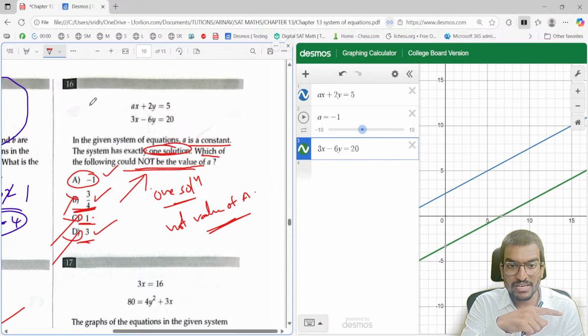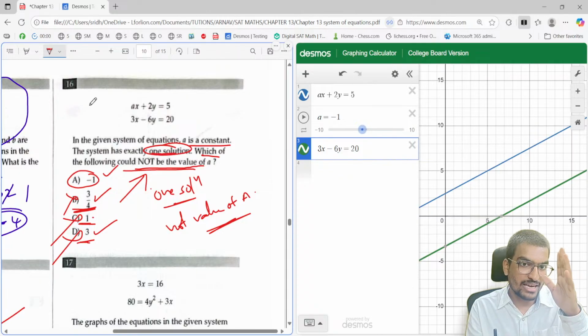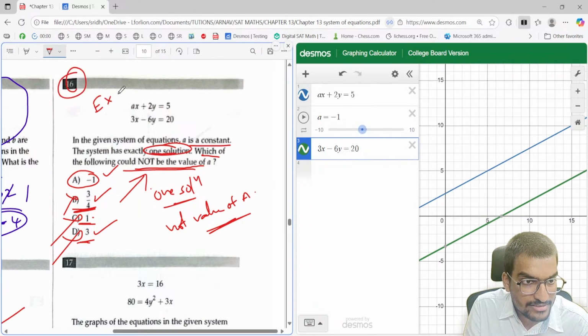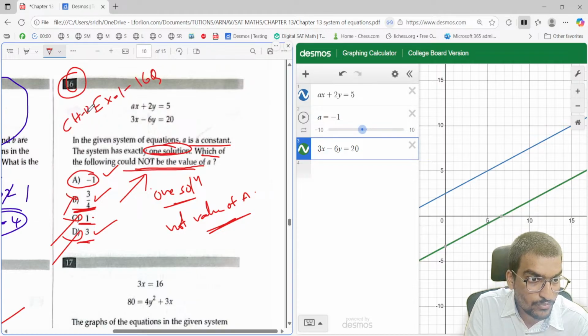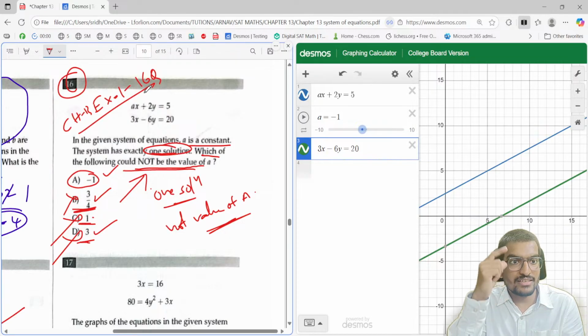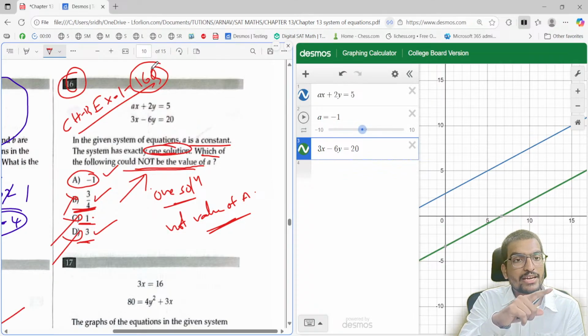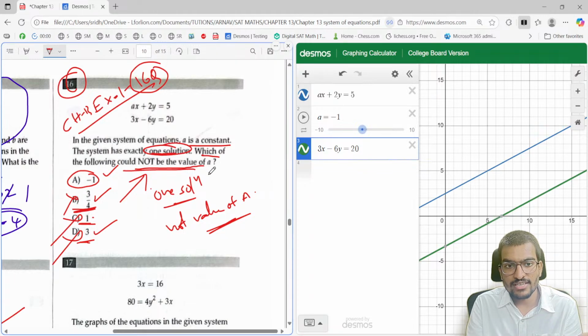Just go to the playlist, check the system of equations, chapter 13. You can remember the question 16: Exercise 1, 16th question, chapter 13. Look for this. The questions are here and there in it. I already taught this, so just go and watch there. If I do it here, it will consume a lot of time, and we don't use it in DESMOS. We don't use it in the exam. It is better to go with DESMOS.